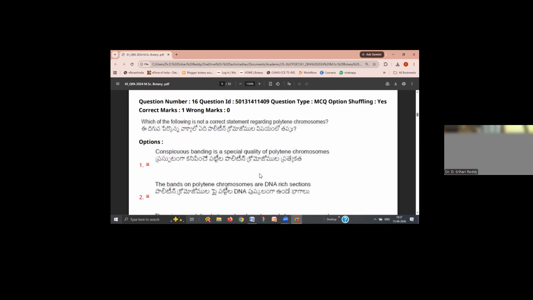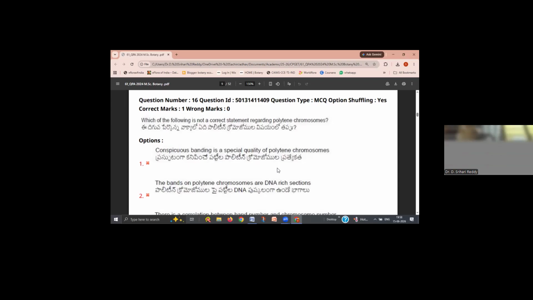Next, which of the following is not a correct statement regarding polytene chromosomes? Again, we are discussing chromosomes, polytene chromosomes. Earlier, we discussed lampbrush chromosomes and polytene chromosomes. Polytene chromosomes were discovered by Balbiani, and they are found in Drosophila salivary glands. This is a question asking for the incorrect statement, so we have to choose the wrong statement out of the four.